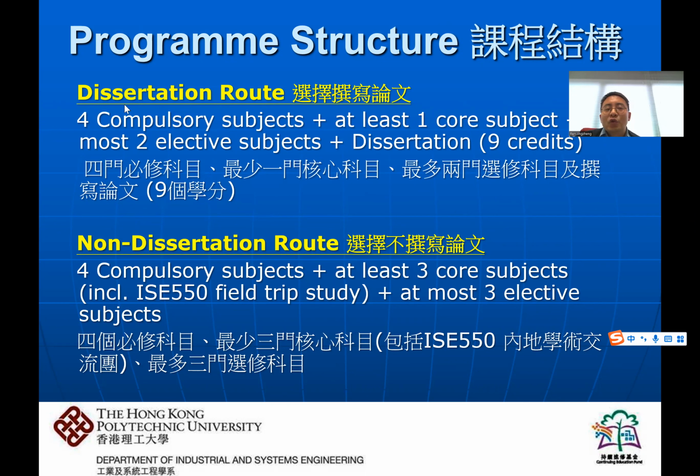If you choose the dissertation route, you need to have 4 compulsory subjects, at least 1 core subject, at most 2 elective subjects, and the dissertation. The second type is the non-dissertation route. You need to choose 4 compulsory subjects, at least 3 core subjects, of course including IC550, a field trip usually to major, well-known companies in mainland China, and at most three elective subjects.